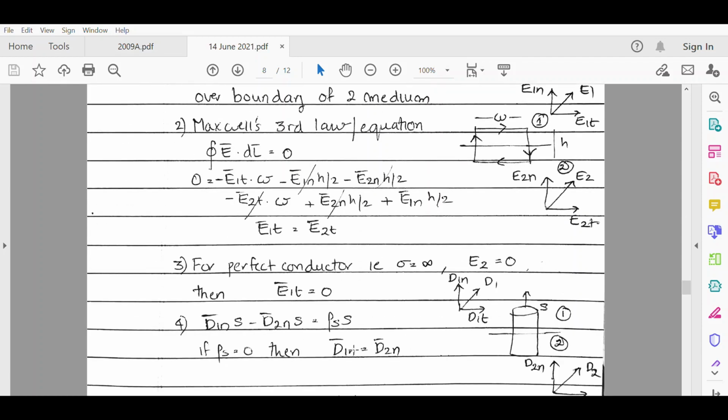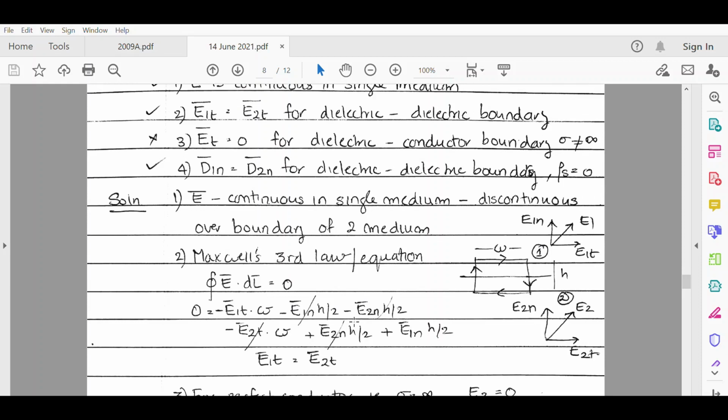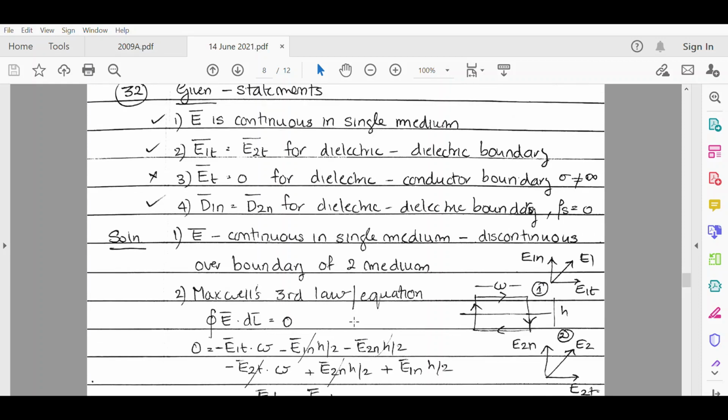Now if we consider the third statement, the tangential component of electric field for a dielectric conductor boundary is equal to 0 when the conductivity is not equal to infinity. That means an imperfect conductor.